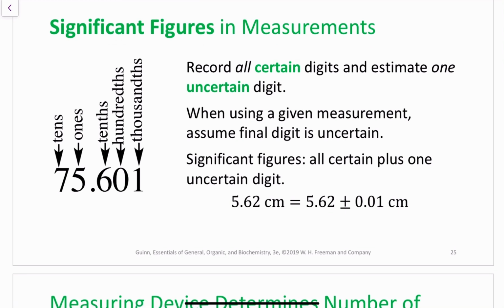So we already talked about this. The significant figures in a measurement always have all certain digits except the last one, the uncertain digit.